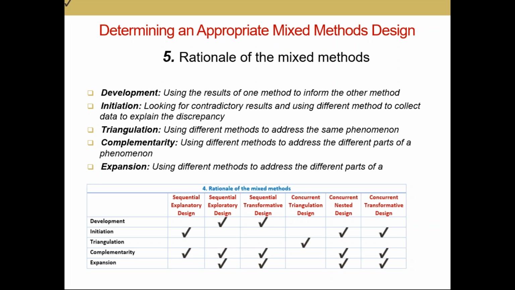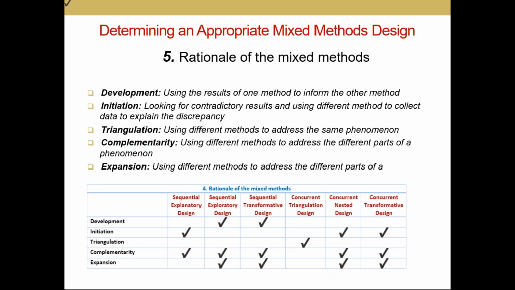You try to make your findings generalizable. You want to generalize your findings, so you start with a small number of participants and then you try to expand. Expansion can also be looked at as wanting to better understand the phenomenon you are studying, and you realize that qualitative alone cannot help you to fully understand the phenomenon, so you have to do a quantitative study. So that's all about expansion.